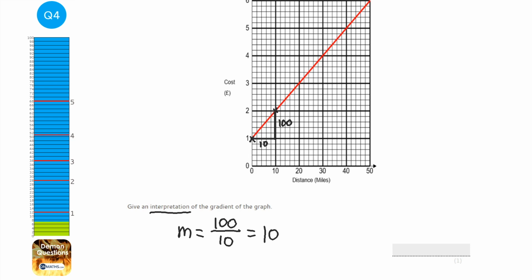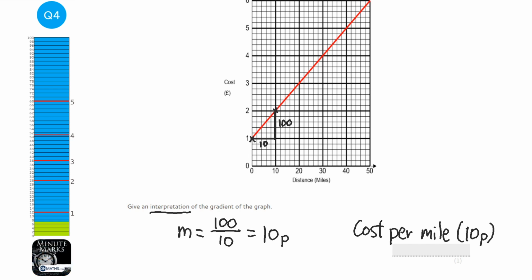What does that mean? Well, it means for every 1 mile that we've gone, it's going to cost 10 pence. Now remember, I converted this into pence, so instead of in pounds, it's going to be pence. So the gradient is the cost per mile. And I'm going to put in brackets 10p. Now, it could be that just writing the cost per mile for this question would give you the mark. But if you actually wrote the gradient as well, then you definitely get the mark. And sometimes it will ask you for the gradient and then ask you to interpret it.